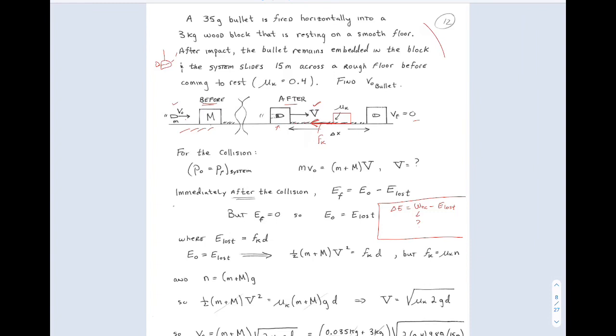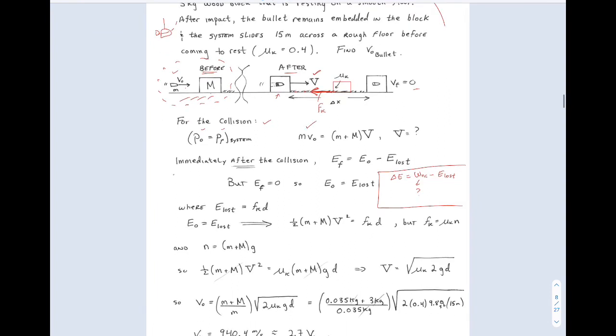Okay, so for the collision, here's my before picture. I conserve momentum for the collision. So P initial equals P final for the system. Remember, the system is the bullet and the block. P initial is for the bullet. P final, there's my after picture, is the bullet embedded in the block. So the total mass is m plus big M, and then they move off with some common speed, big V. Remember, momentum is mass times velocity. So m plus M is the mass of the bullet-block system, and that capital V is the speed with which they both begin to move right after the collision.